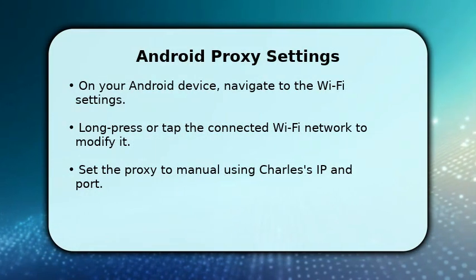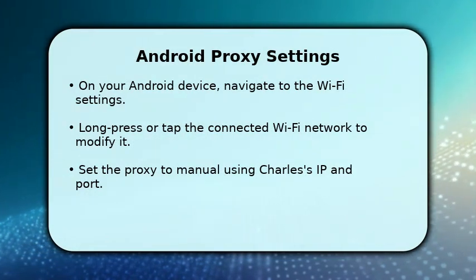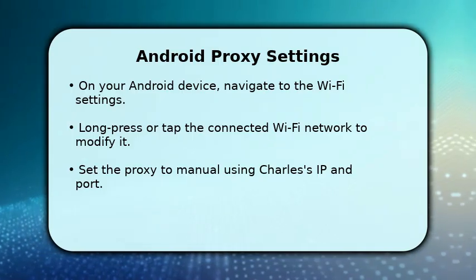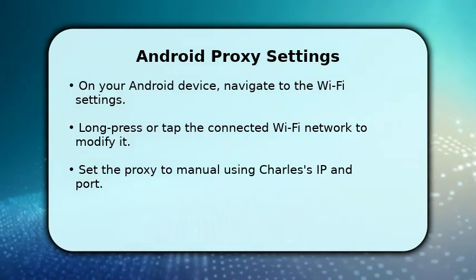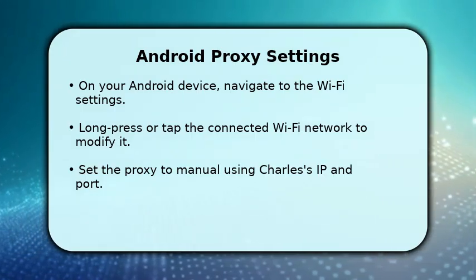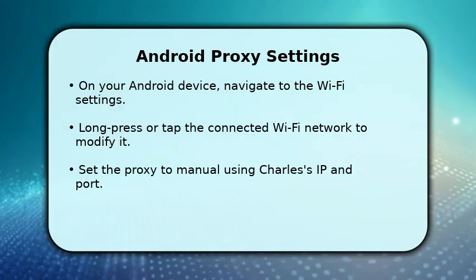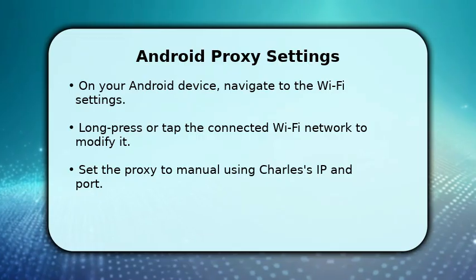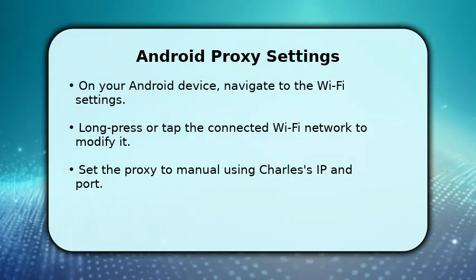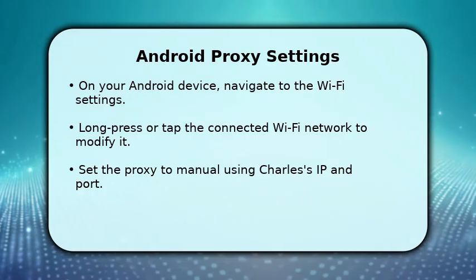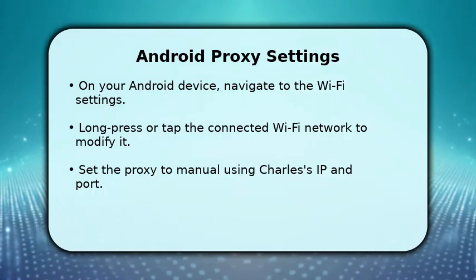Next, let's configure your Android device. Go to your device's Wi-Fi settings and find the network you are currently connected to. You will need to modify its settings. Change the proxy setting from none to manual. Enter your computer's IP address as the proxy host name and Charles's port, 8888, as the proxy port. Remember to save these changes to ensure your device starts routing traffic through Charles.